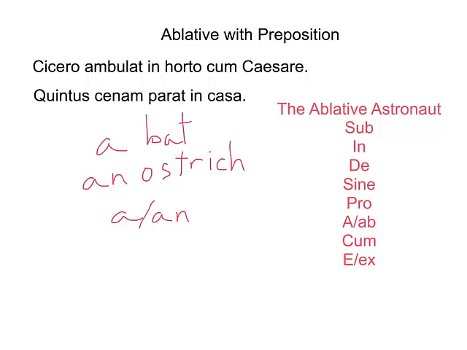I know that a lot of these prepositions you haven't seen before. Sub means under, in means in, de means about or from, sine means without, pro means for, on behalf of, something like that. Ab means either by or from. Cum means with, and ex means out of.